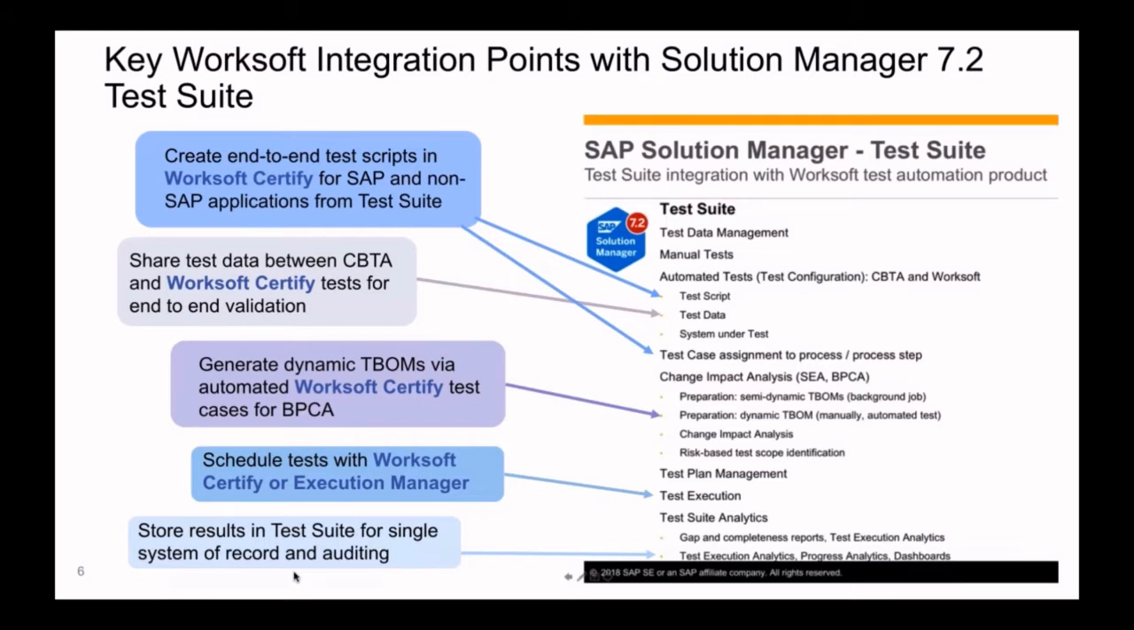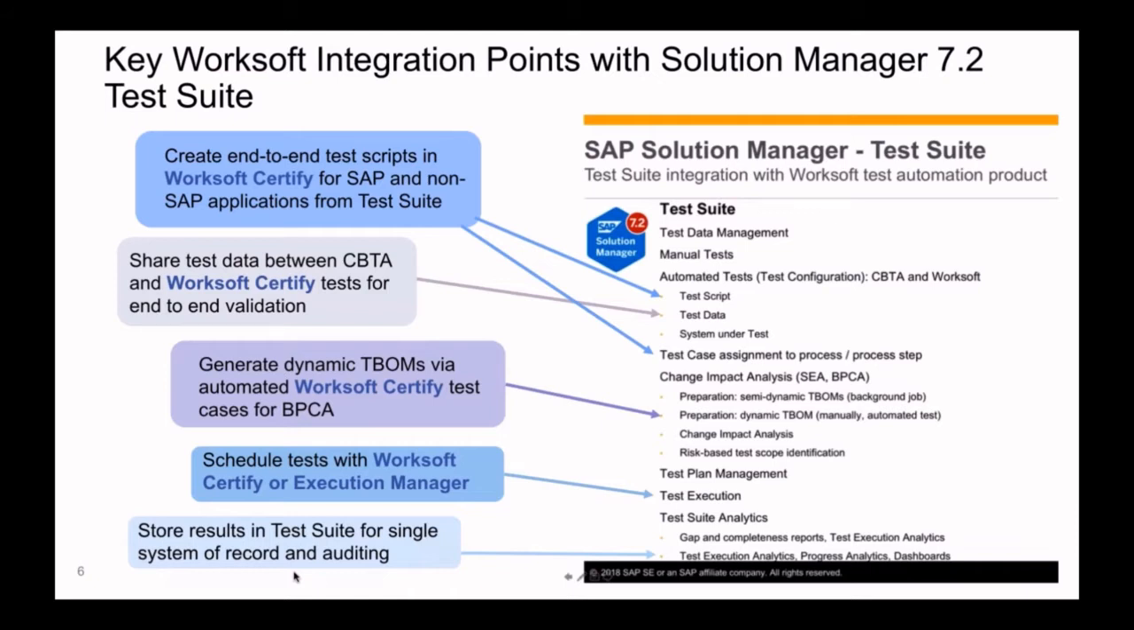Within Solution Manager, specifically the test suite, there's test data management where you can put the test data you want to use. There are new facilities in 7.2 for manual testing, and then there's the automated test. This is where you do your test configuration to point to CBTA and to Worksoft. We have automated test scripts, and the test data provided in the test suite we can consume, read, and update. And then we allow you to actually take the life cycle.